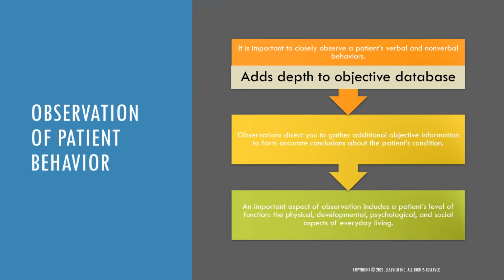So observation of the patient. It is important to closely observe a patient's verbal and nonverbal behaviors. Observations direct you to gather additional information to form accurate conclusions about the patient's condition. An important aspect of observation includes a patient's level of function, the physical, developmental, psychological, and social aspects of everyday living, and these vary from client to client.